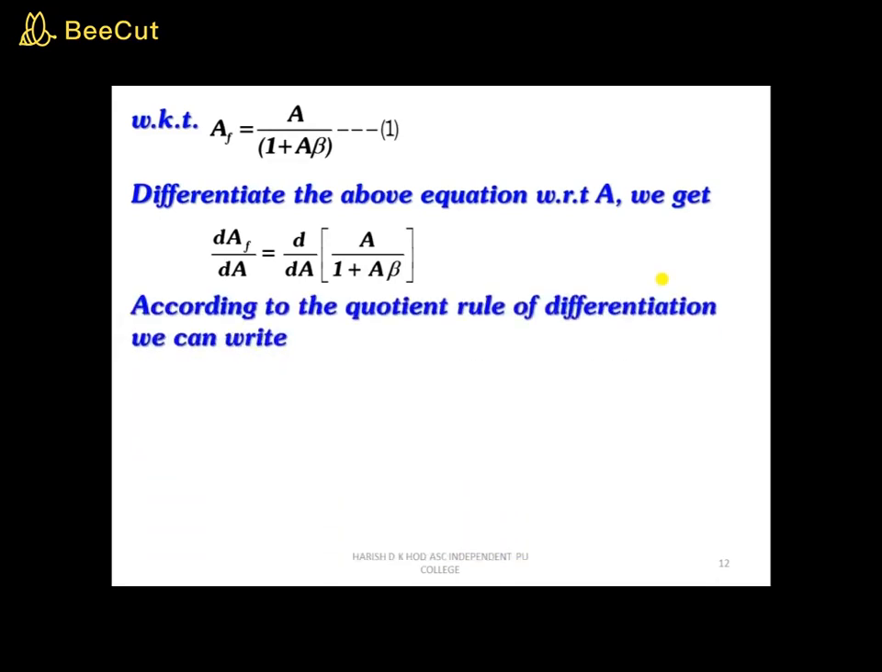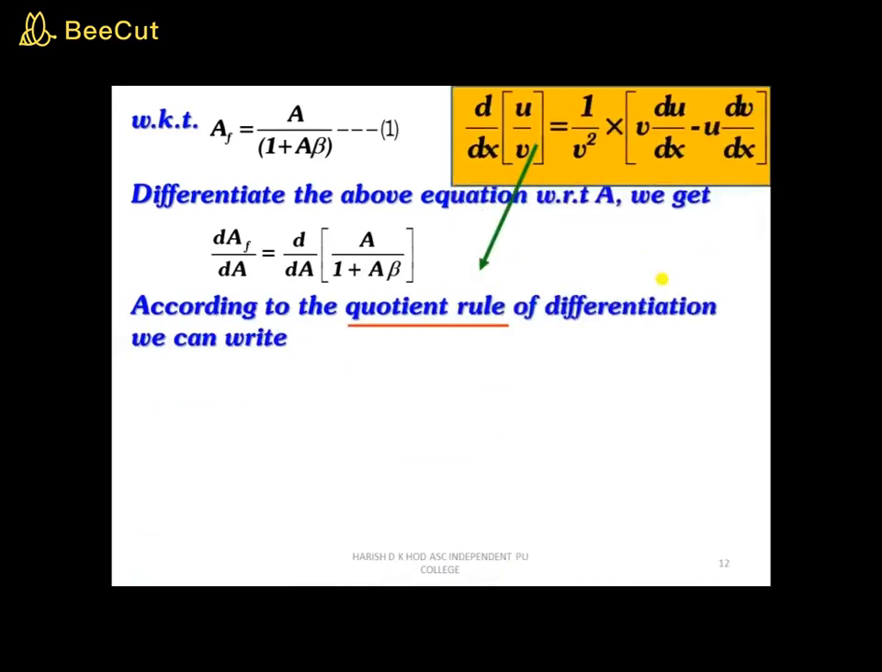So now, according to the quotient rule, what the quotient rule says is d by dx of u by v is equal to 1 by v square into v du by dx minus u dv by dx.